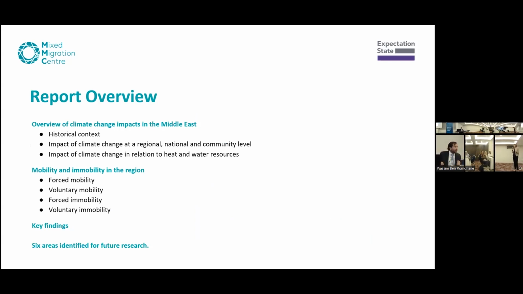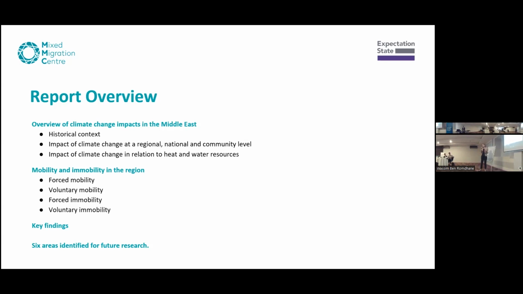Placing it in its historical context, I think we're very good at pretending that migration started yesterday rather than it's something that's been relevant for centuries. Looking at the impact at regional, national and community level, and then looking at its relation to particularly heat and water resources. And then the second section is really looking at mobility and then immobility in the region. And we've broken this down into 4 categories, if you like, and I'm going to explain that later, so don't get too worried right now, but just looking at forced mobility, voluntary mobility, forced immobility, and voluntary immobility. But as I said, we'll come back to explaining the logic behind that.